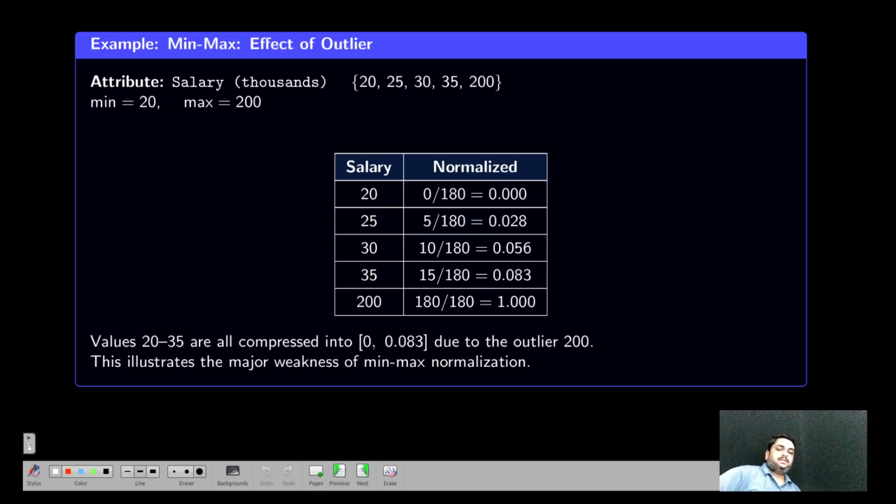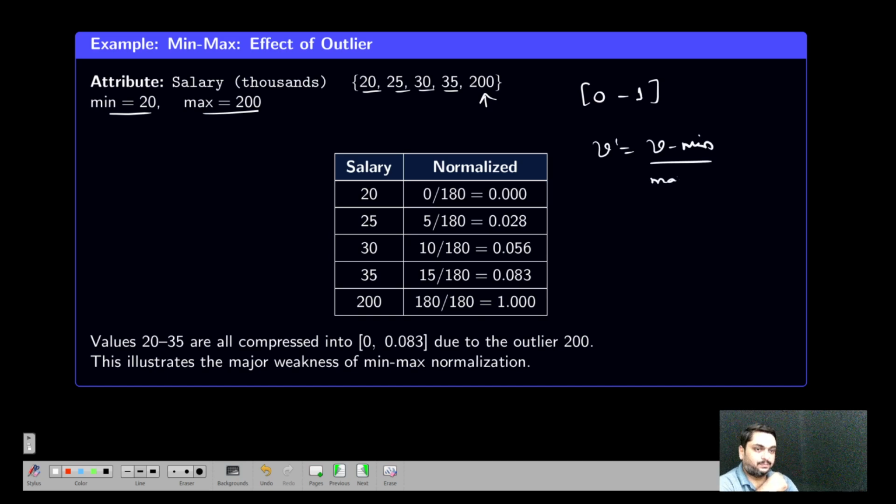Next, you'll see the effect of the outlier. See here, the range is between 20, 25, 30, 35, but 200 is very far away from the region. Okay? It is away from 20 to 35. It's the outlier. So now we'll see the effect on this. The minimum is 20, maximum is 200. If we normalize it between 0 to 1, we calculate V dash as V minus min divided by max minus min. This is V minus 20 divided by 180. So initially 0, and the last value will become 1.